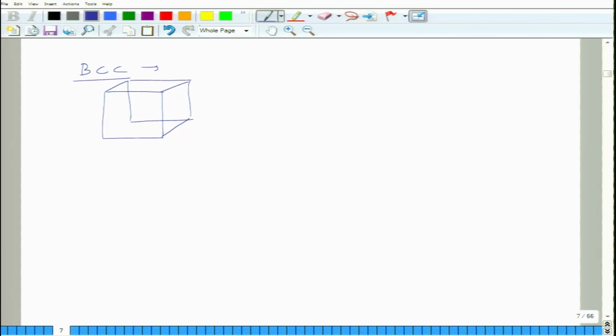So close packed plane means the plane having the highest atomic density. Since there is no hexagonal packing of atoms in the BCC structure, there is no close packed plane, but there is a close packed direction. In this direction, the atoms touch each other. Okay, so BCC has a close packed direction, which is 1 1 1, and there are multiple types of this 1 1 1.